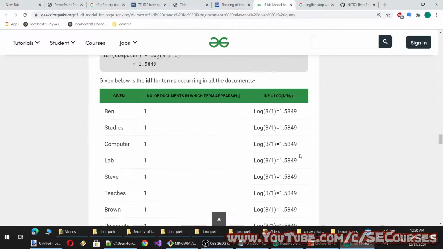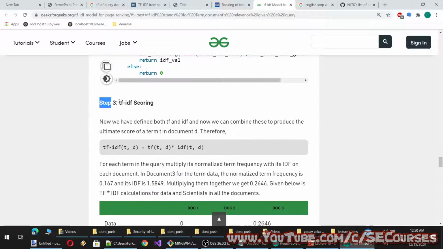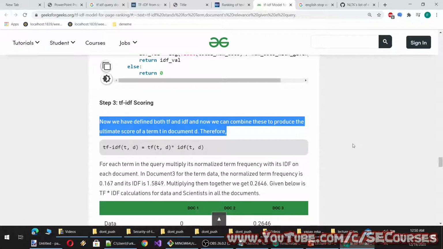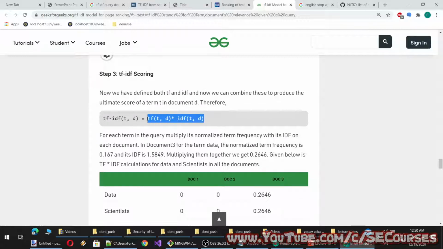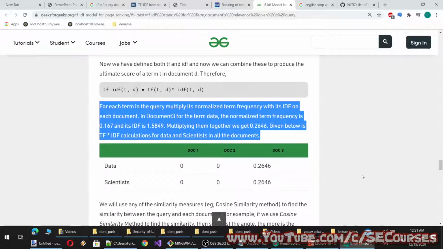And then the TF-IDF scoring starts according to the query. Step 3, TF-IDF scoring. Now we have defined both TF and IDF, and now we can combine these to produce the ultimate score of a term t in document d. You see the TF-IDF score is calculated like this: for each term in the query, multiply its normalized term frequency with its IDF on each document. In document 3 for the term "data", the normalized term frequency is 0.167 and its IDF is 1.5849. Multiplying them together we get 0.2646. Given below are the TF-IDF calculations for "data" and "scientists" in all the documents.